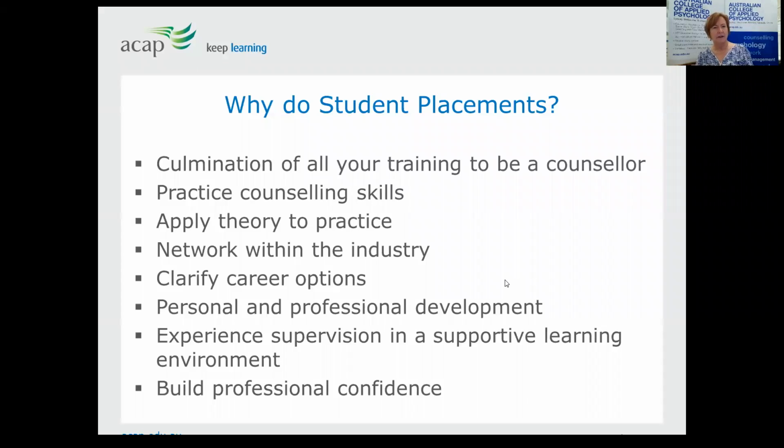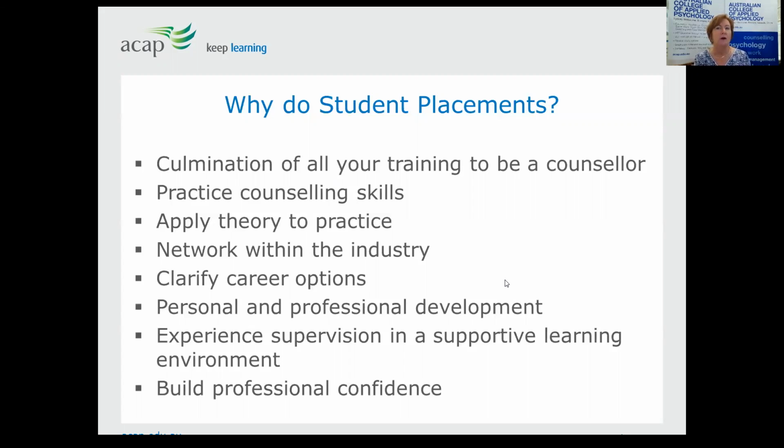All right, so I guess one of the key questions that most students ask us is, why do we do student placements? The student placement is the culmination of all of your training to be a counsellor. You're going to spend a lot of time learning the skills that you need and learning a lot about the industry and the theory that underpins counselling. You're going to practice that with your student colleagues in the classroom, and then you're going to do your placement, and that's where you actually get to start putting everything you've learned into practice with clients. It's your opportunity to start to apply the theory that you've been learning.